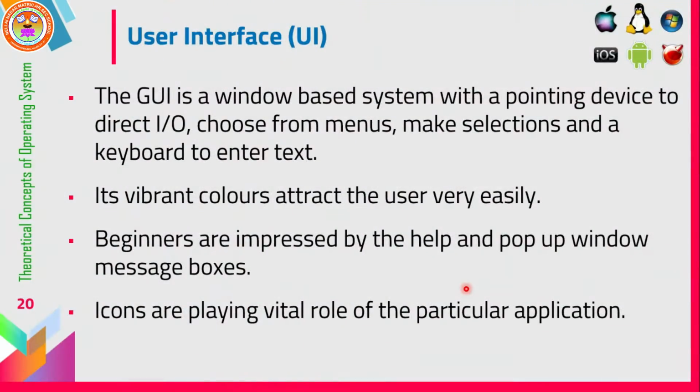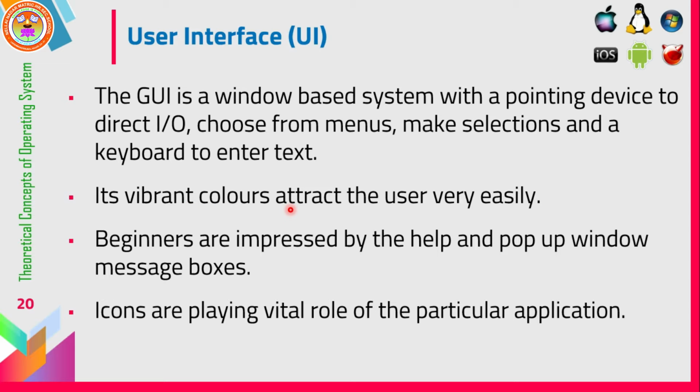The next GUI feature is the window-based system with a pointing device to direct input and output. That means using the pointing device, the mouse, you can easily select from menus and make the selection, and use a keyboard to enter the text. So easily you can operate the machine or any display devices. And its vibrant colors attract the user very easily. All the user interface looks like vibrant colors, so the user is attracted to the particular device in a much faster manner.